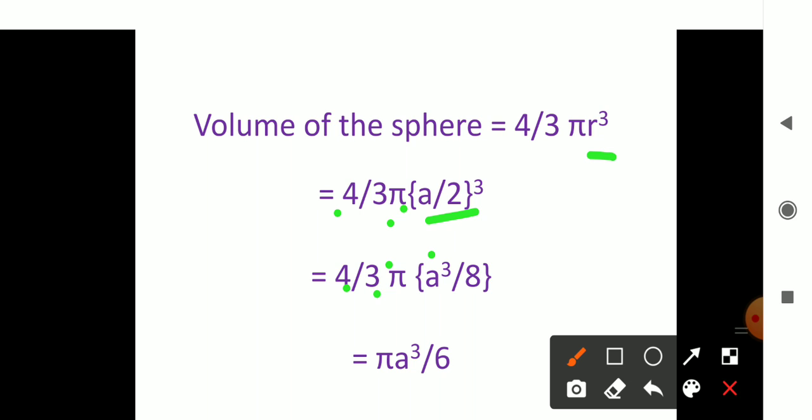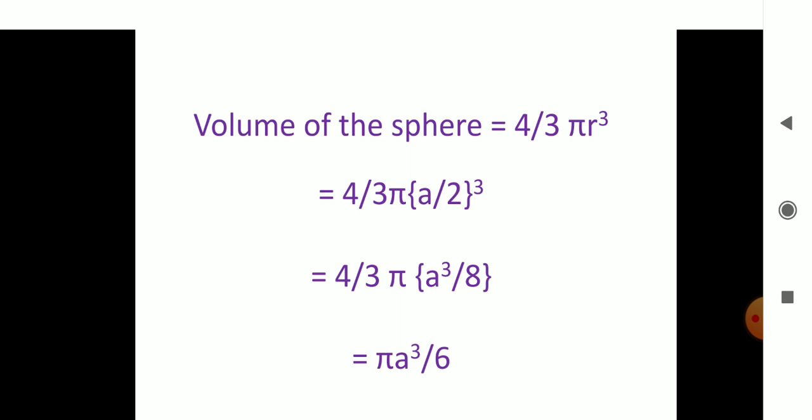Okay. Now how can we write it? Look here, 4 divided by 8 times 3 pi. When you simplify this term, what will you get? After multiplying and dividing, you will get pi A cube divided by 6. This is the volume of the sphere. So the volume of the sphere is equal to pi A cube divided by 6.